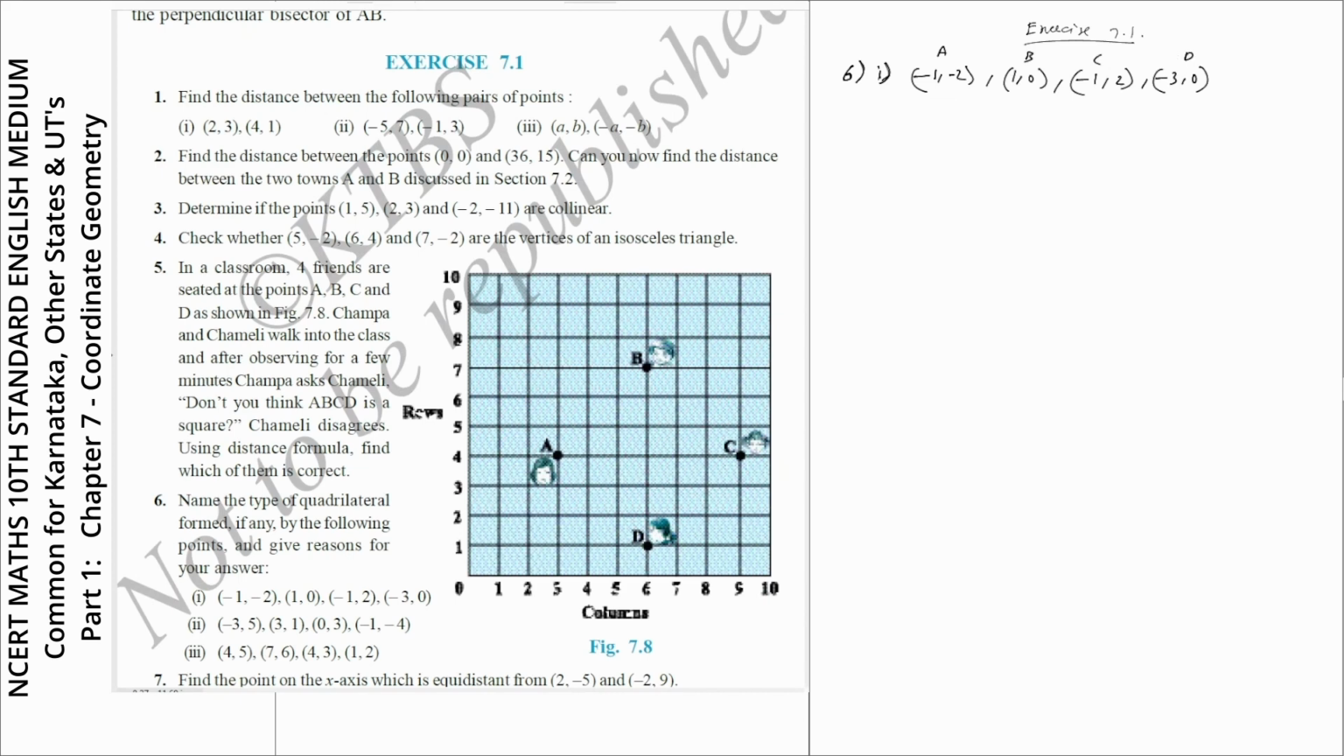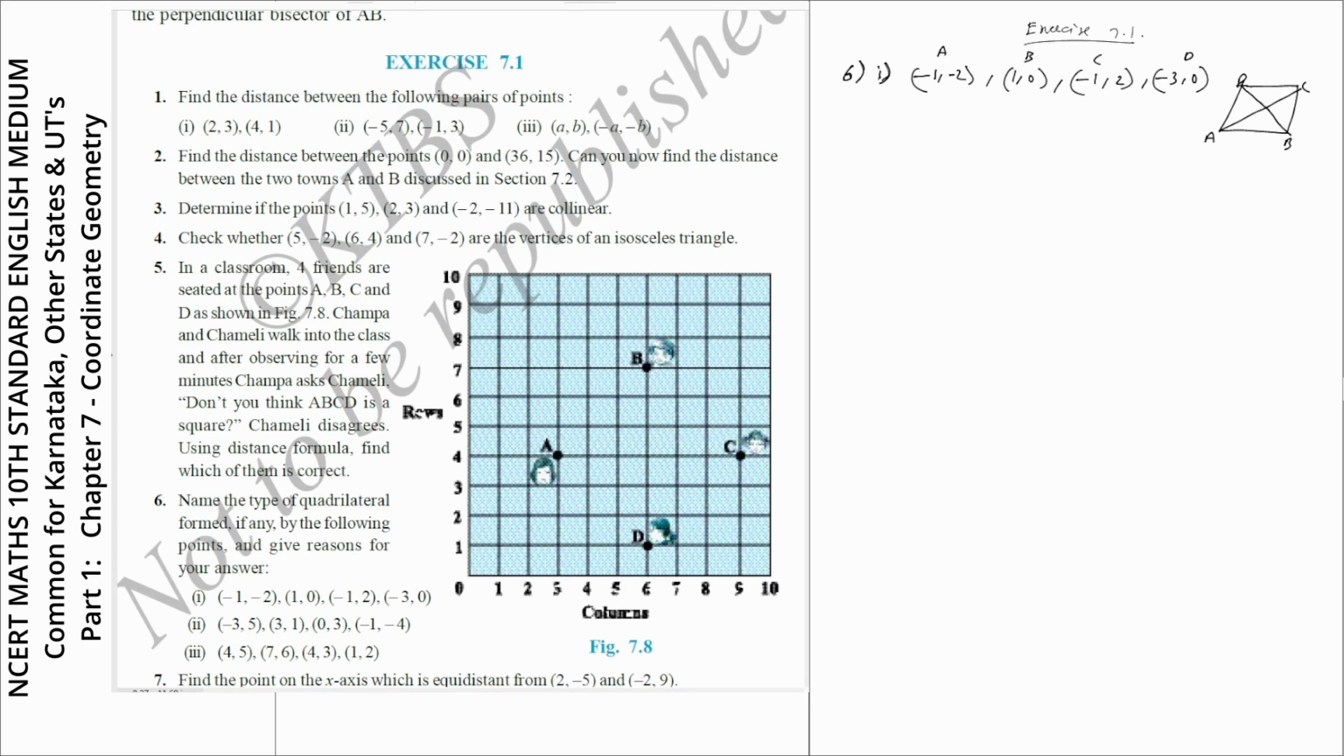So what type of quadrilateral? It may be a square or rectangle, or it could be a parallelogram, or it could be a rhombus. So how will I find it? If the points are like this, A, B, C, D, I'll check the lengths of AB, BC, CD and AD, and also I'll check the diagonals. Then I'll come to know whether it is a square, a rhombus, a parallelogram or a rectangle.